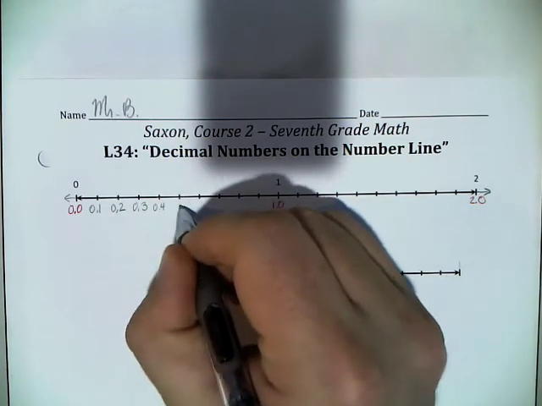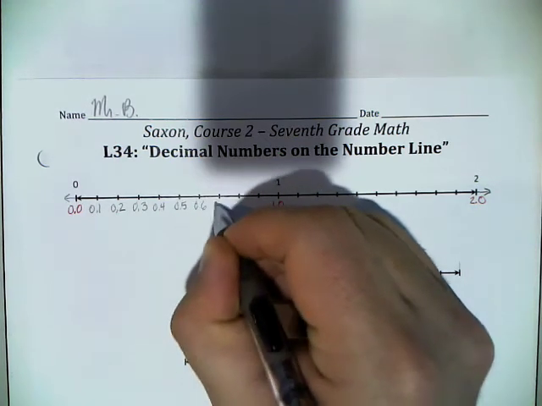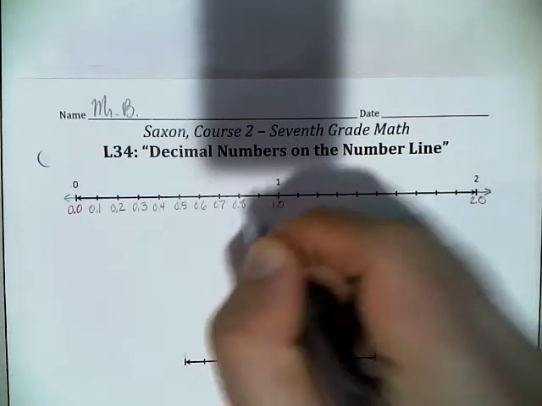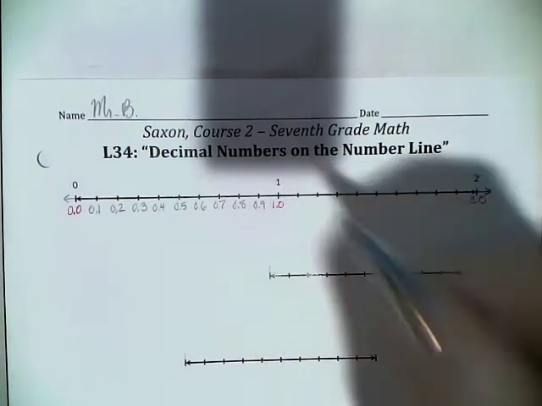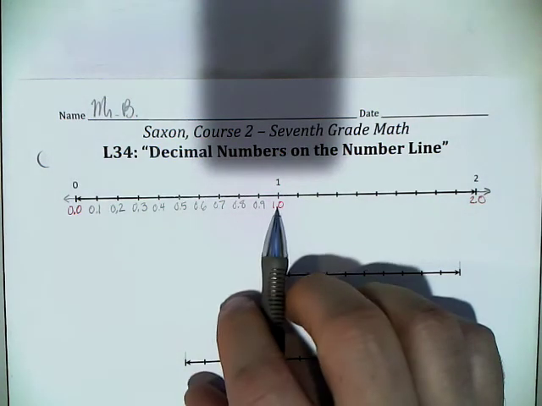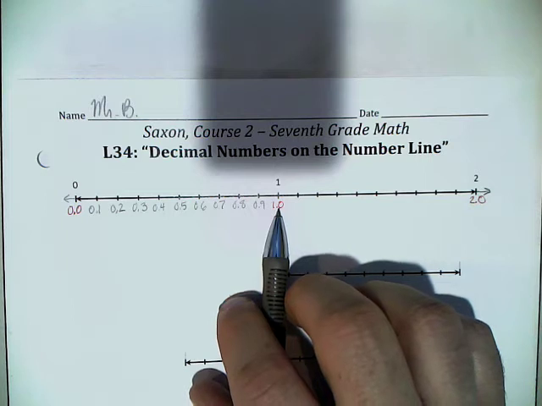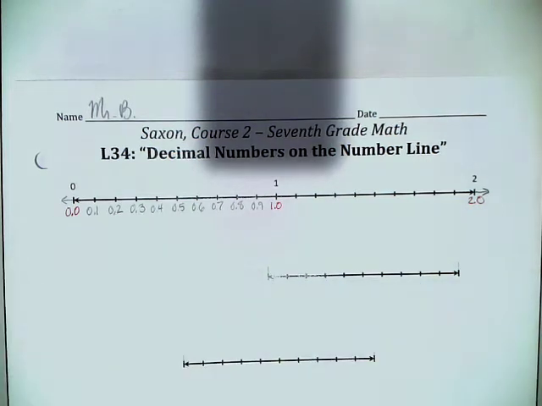Then 0.4, 0.5, 0.6, 0.7, 0.8, 0.9, and then 1, which is really 1.0, looks like our 10 if we include that first decimal place. And so there's our decimal places in between 0 and 1.